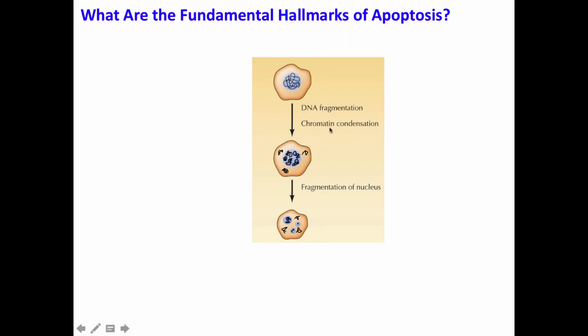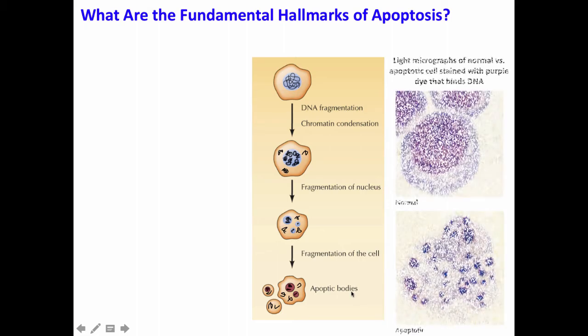Okay, so DNA fragmentation and chromatin condensation, that is the first hallmark of apoptosis. The second overall hallmark is that cells will also fragment their nucleus, and that's what's being shown here. Instead of just one big round nucleus, now it breaks up into multiple smaller nuclear bodies. And then the next hallmark is that cells will actually fragment their entire self. So there's a fragmentation of the cell into multiple distinct what are called apoptotic bodies.